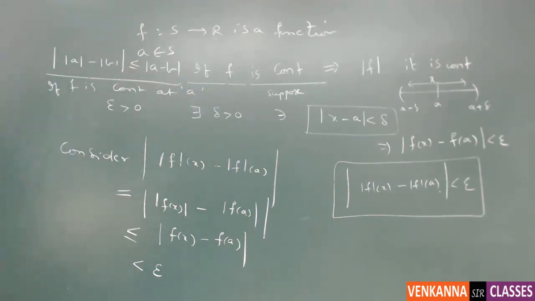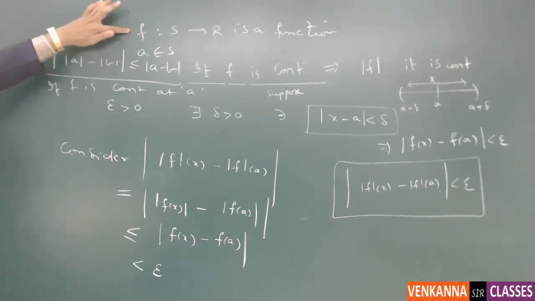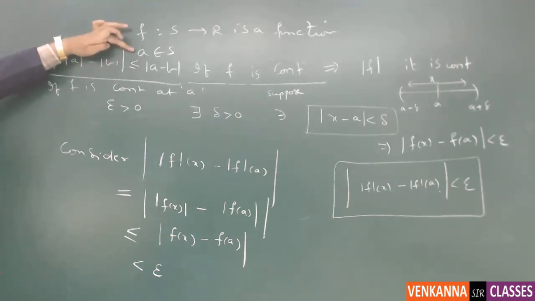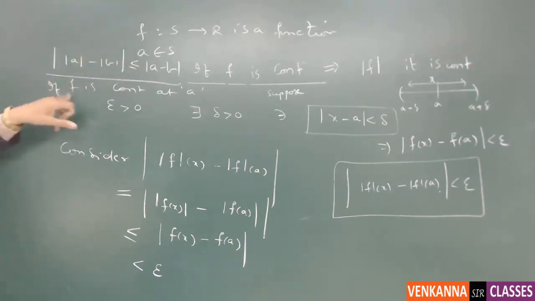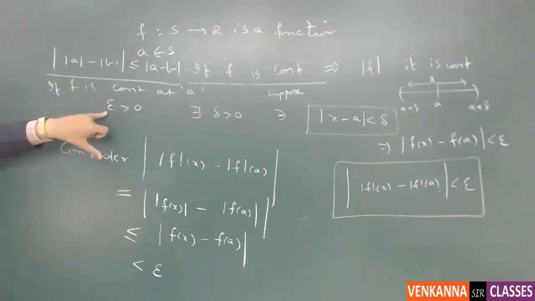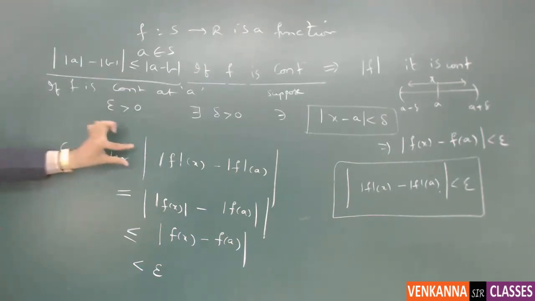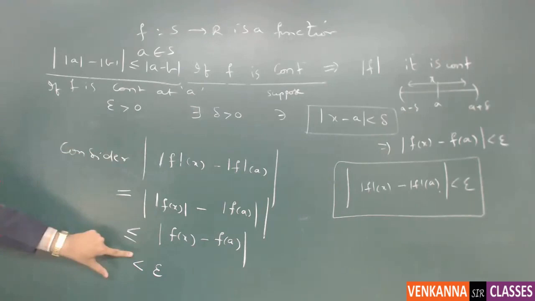That is the solution. The solution is just 3 lines, not a big proof. What I have done so far: I took a continuous function, I took a point. Since f is continuous at a, I have written the definition. To prove that mod f is continuous, I have considered the part and I proved that this is less than epsilon. Therefore, by definition, mod f is continuous at a. It proves our claim. Okay.